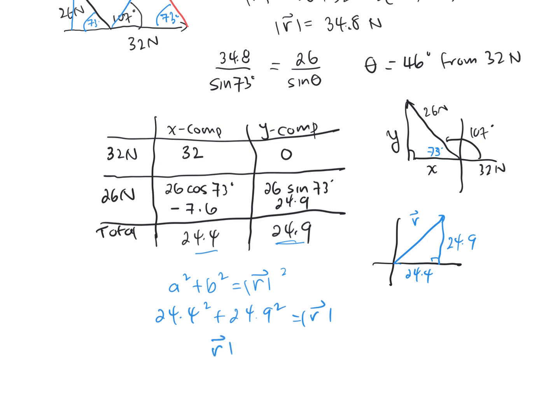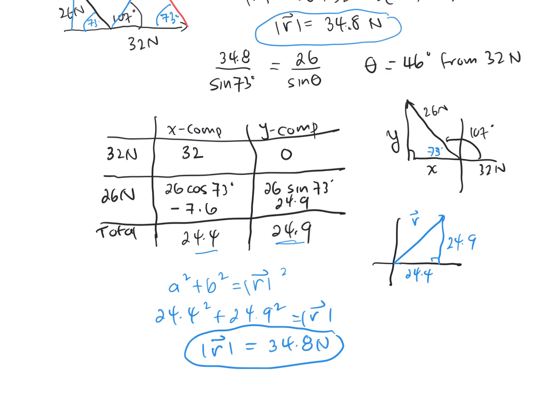If you plug that into the calculator, you'll find that it works out to be 34.8, which was the same result that we got using tip to tail. So some students like to use components as a check when they're doing tip to tail to double check their answer. You can choose either method.